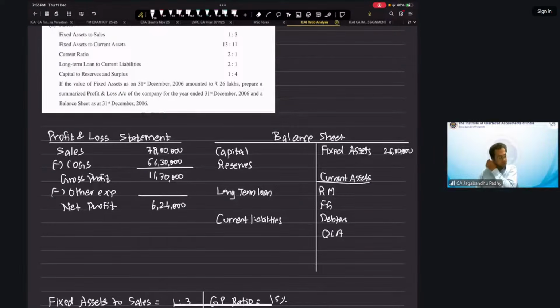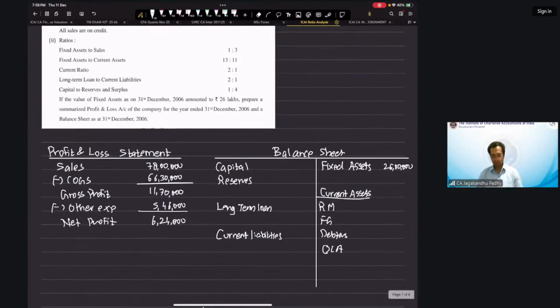What about the other expense? Other expense will be the balancing figure, which is the difference between gross profit and net profit. Five lakh 46,000. So in this way, we are able to complete the P&L. The P&L is done. Let's go to the balance sheet.